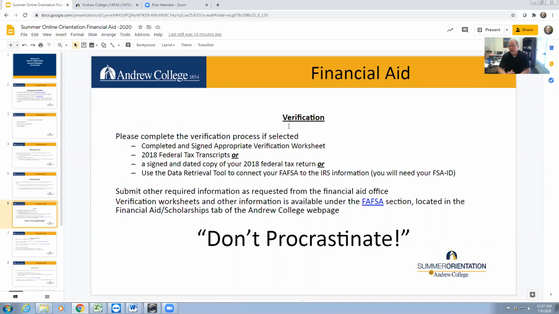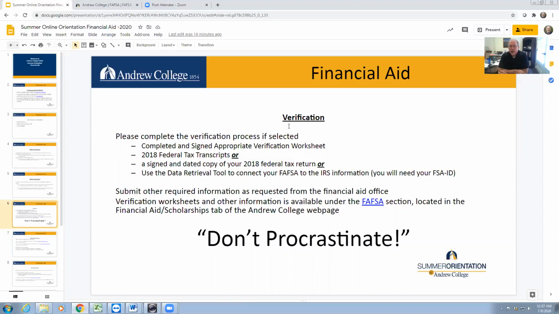For example, I usually file with TurboTax, so I keep that on my computer, so I can go back, print off a copy of the 2018 tax return, and sign it, date it, and send it in if needed. Now keep in mind, the 2018 tax return was the one that was filed by April the 15th, 2019. So it's for the 2018 tax year.